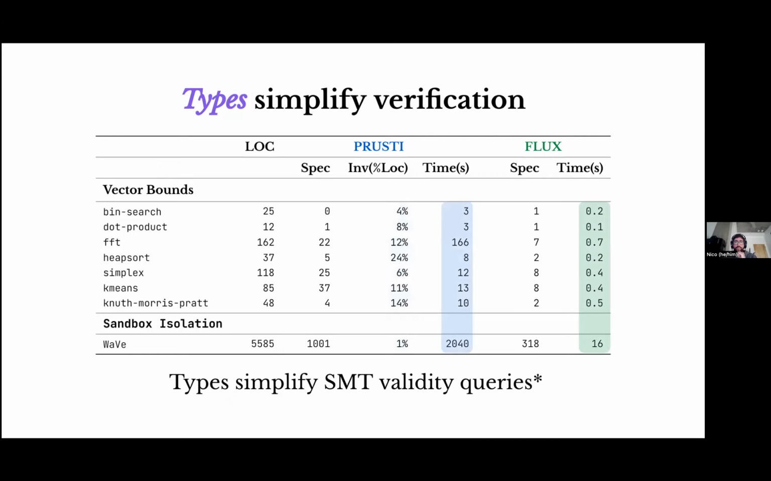The second thing to note is that we have very modest times. We're quite proud of that. Flux is quite fast compared to Prusti. And we like to believe that one of the reasons we can be so fast is that, by putting most of the information in types, the queries we throw at the SMT solver are easier, and in particular they don't have quantifiers, which are known to be hard for SMT solvers.